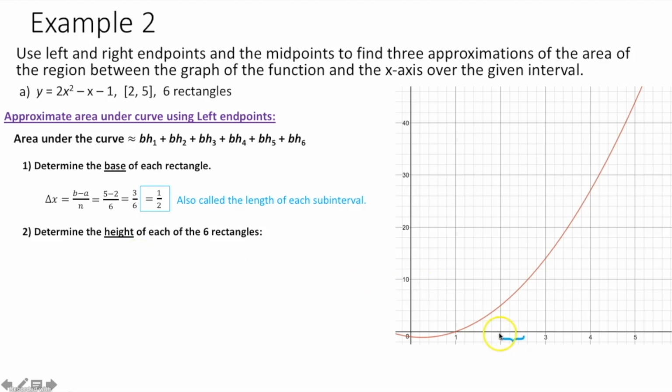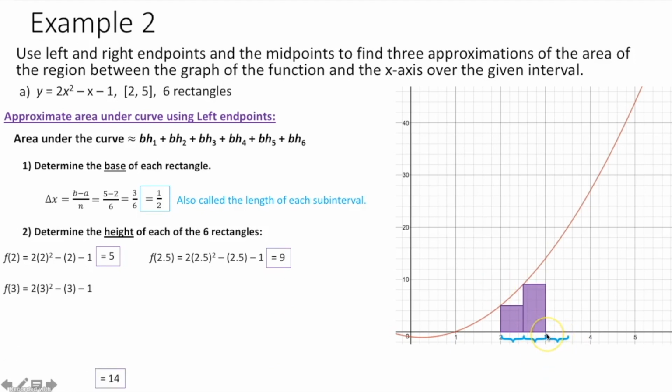Look at my first subinterval, going from 2 to 2.5. I need to plug in my left endpoints because I'm using a left endpoint approximation. So I plug in 2 to the function in order to get the height of my rectangle, which is going to be 5. So the height of my first rectangle is 5 units. My second subinterval goes from 2.5 to 3. I plug in the left endpoint, which is 2.5, to the function to get the height of my second rectangle, which is 9 units. My third subinterval goes from 3 to 3.5.